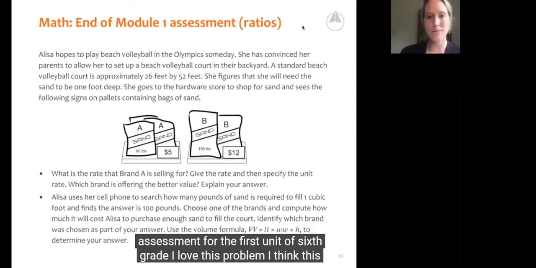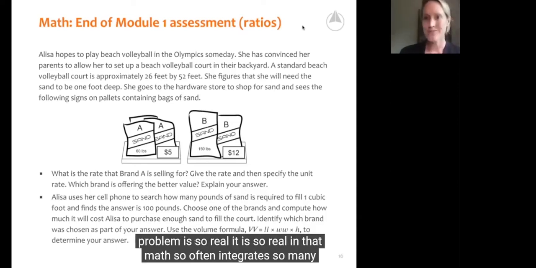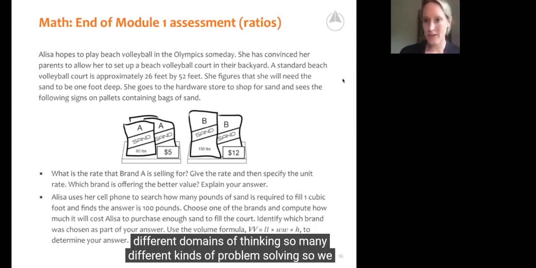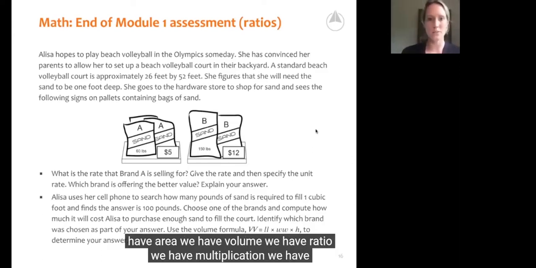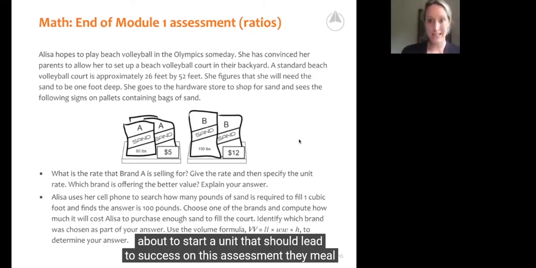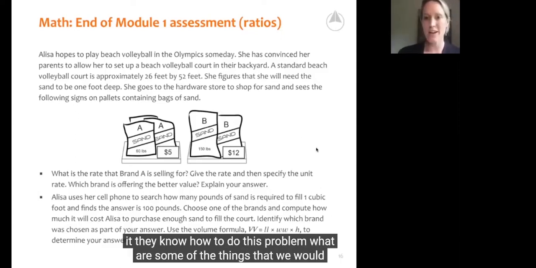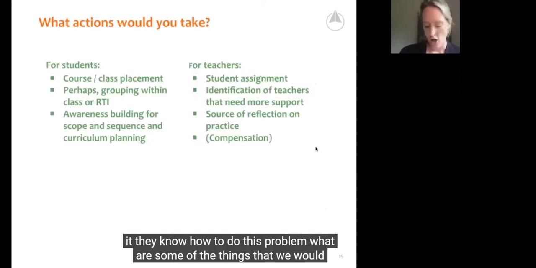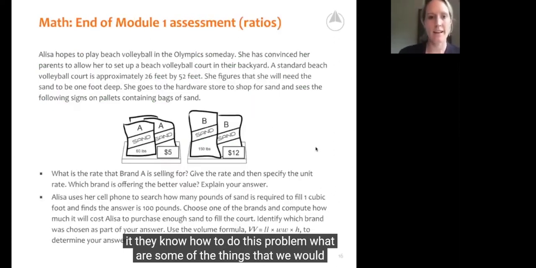I love this problem. I think this problem is so real, in that math so often integrates so many different domains of thinking, so many different kinds of problem solving. So we have area, we have volume, we have ratio, we have multiplication, we have justification of value. All of this is very real. And so if our 2 students are about to start a unit that should lead to success on this assessment, they nail it, they know how to do this problem, what are some of the things that we would want to know?